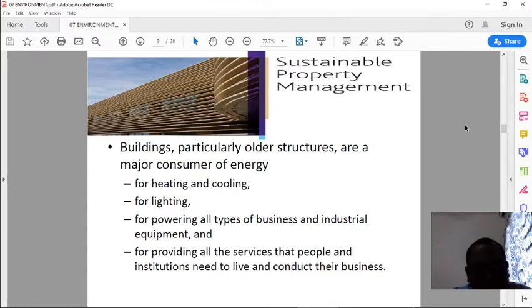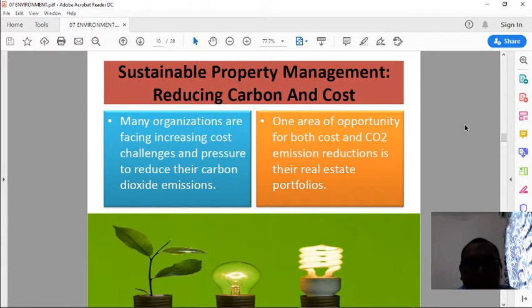But based on this, the old buildings can have quite high energy consumption for heating and also cooling. Heating maybe not really that important in Malaysia, but cooling is very important. We need to have air conditioned buildings so that the occupants can live pretty comfortably. For lighting, powering all types of business and necessary equipment, and providing all the services that people and institutions need to live and conduct their businesses.